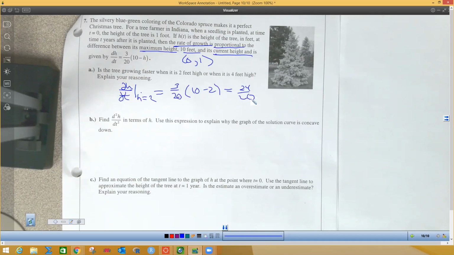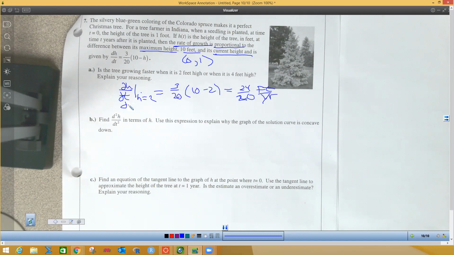Now, anybody know what this is? 24/20 is what? What's the rate of that? Anybody tell me from what it says? You can simplify it if you want. What is that dH dt standing for? Feet per year. Feet per year. Did I start the video? Yes, okay. So this is feet per year.